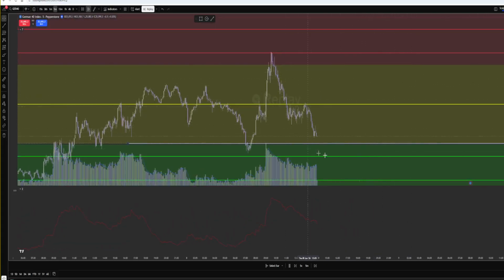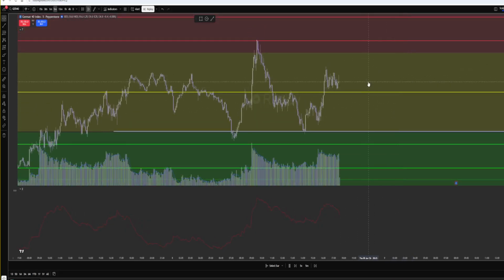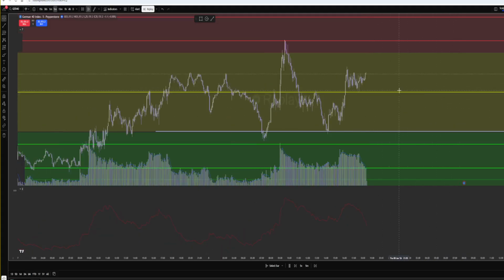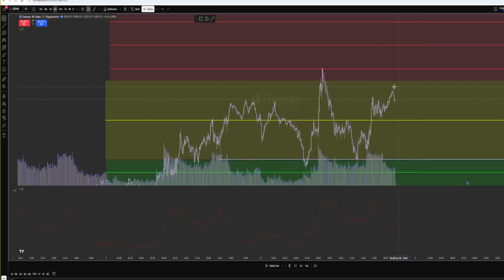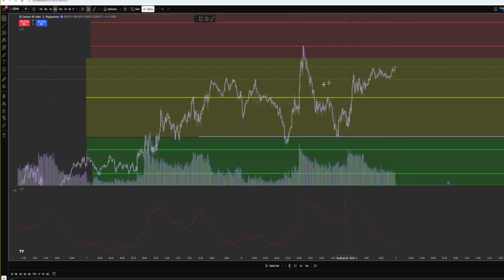Price will tend to stay in this area 86% of all days, and the closing price will end in here, and that's why our entries should be in these areas of interest. We don't want to trade in here. This is where we want to take our profits.